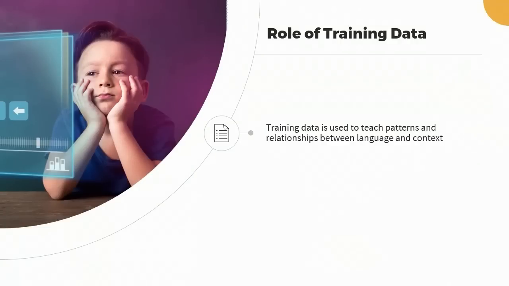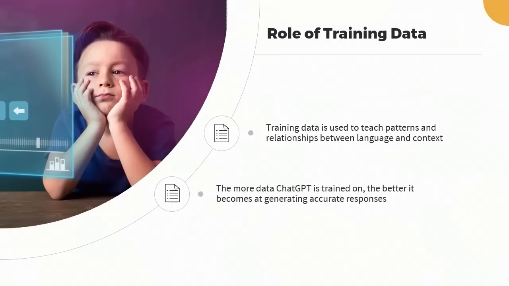For example, in the case of language generation, the AI model is trained on pairs of text inputs and outputs. By analyzing these pairs of inputs and outputs, ChatGPT learns the relationships between words, phrases, and sentences, and how to generate responses based on the context provided by the input prompt. Because training is an iterative process, the model is exposed to the training data multiple times and adjusts its internal parameters based on the patterns it observes in the data. The more data ChatGPT is trained on, the better it becomes at generating accurate responses.